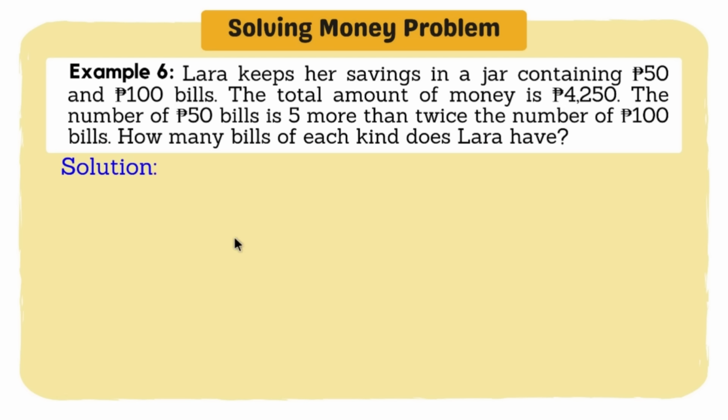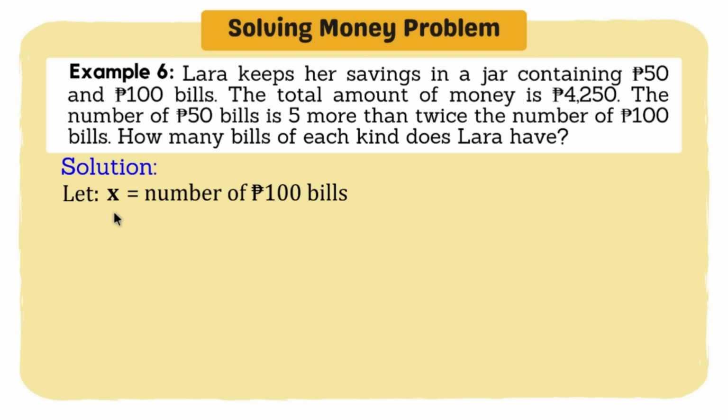Okay, so in representing the unknown, okay, take note, maghanap tayo ng statement dito or sentence na kino-compare yung dalawang quantities. So I think this is the third sentence. The number of 50 peso bill is 5 more than twice the number of 100 peso bill. So ano yung mas madaming quantity? Is it the 100 peso bill or the 50 peso bill? Okay, it will be the 100 peso bill. So yun po yung gagamitin natin as X. Yun po yung i-represent natin as X.